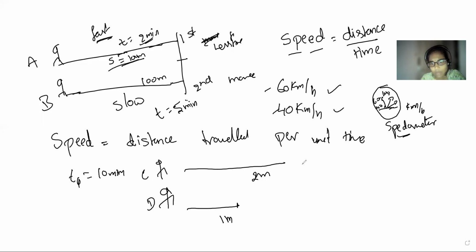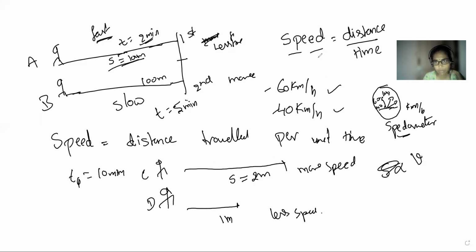Definitely, right, who covers more distance, they will be having more speed here. And who has less distance in a given time, they will have less speed. So speed is also directly proportional to, we can use the symbol small v, to represent the speed. So the speed is directly proportional to distance traveled.